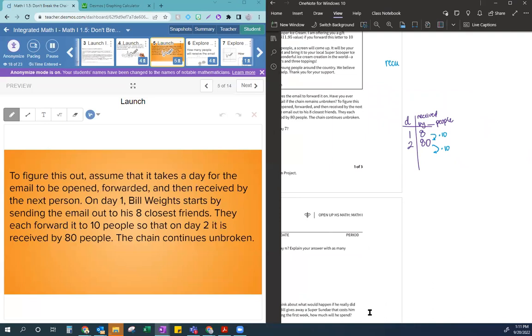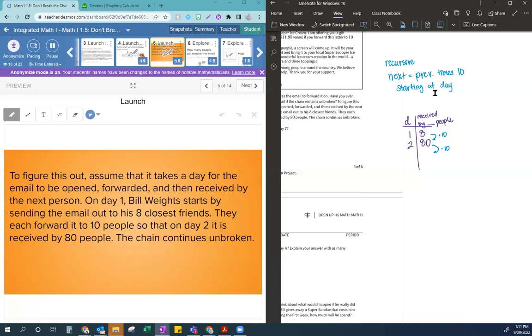So that's going to be next is equal to previous times 10. So boom. So for those of you who said, Miss Johnson, I don't understand how to do recursive, you just did it, right? And then the other part of it is you just have to say starting at day 1 is 8 people.